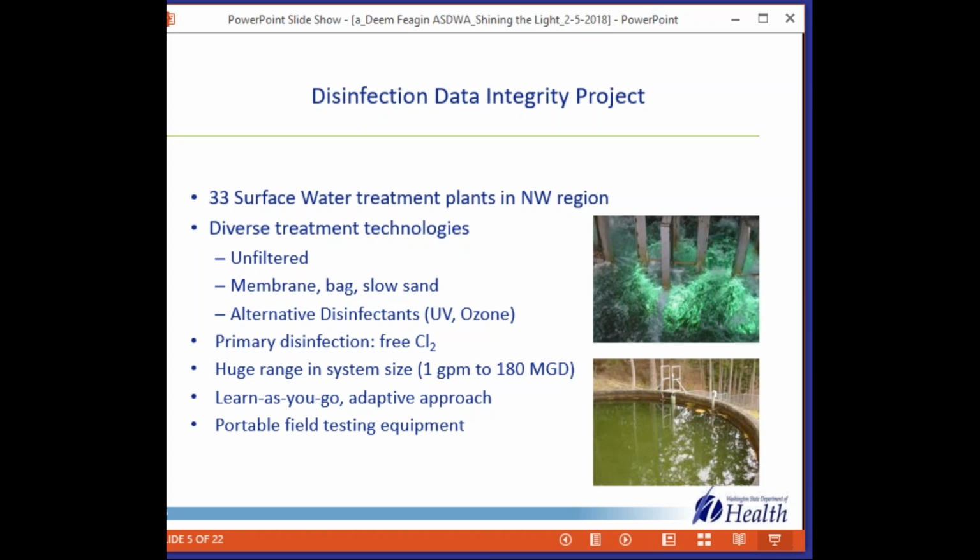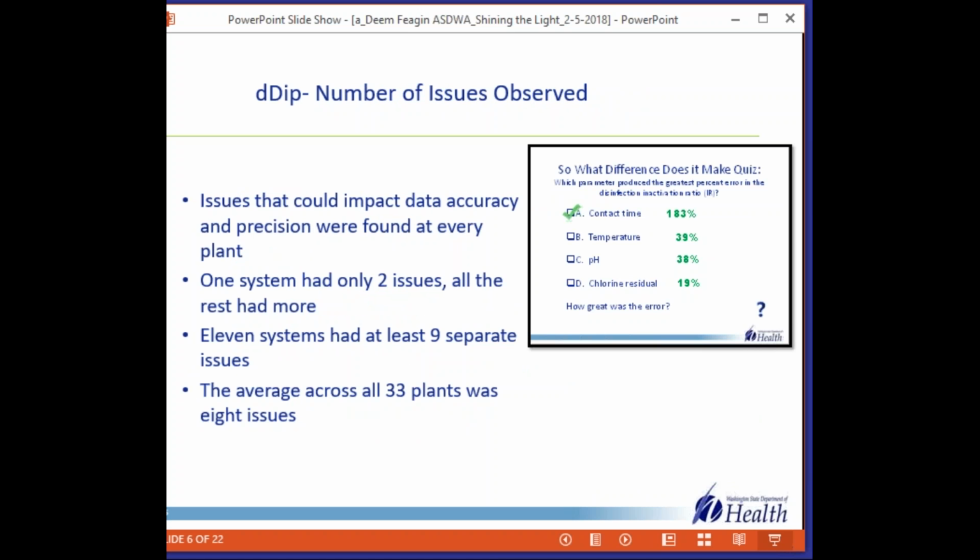You're going to hear us probably come back to this learn-as-you-go adaptive approach. We didn't have all the answers when we started. And in this case, on this project, we took portable field testing equipment with us. So we measured chlorine residual, pH, and temperature. And quite a number of issues were observed. Once again, every single facility had issues. The best facility only had 2 issues, and the rest had a lot more. Here are some of the numbers. The average across all 33 plants was 8 issues in each treatment plant.